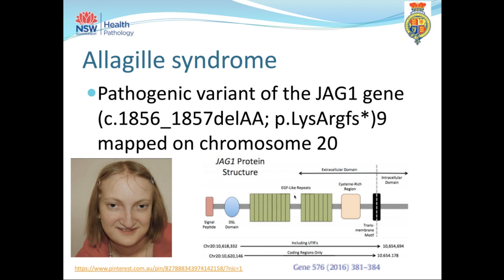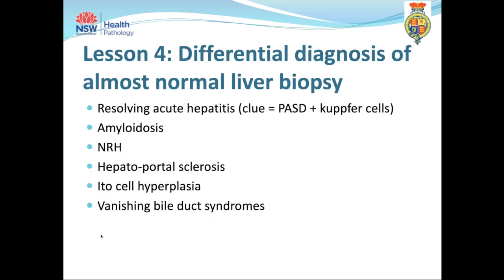And this, in fact, is an example of an entity that's very rare to present in adults, Alagille syndrome, which has been subsequently mapped to chromosome 20, and this patient had one of the characteristic mutations. This isn't a patient, it's a photo from the internet, but they do have this characteristic face as well, facial features as well, which was picked up by the clinician, and she was sent for molecular testing.